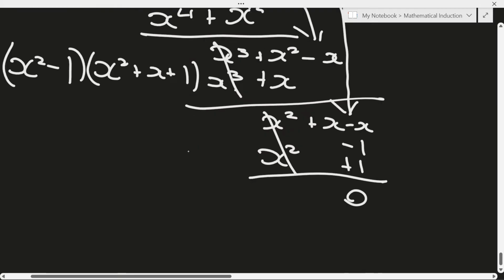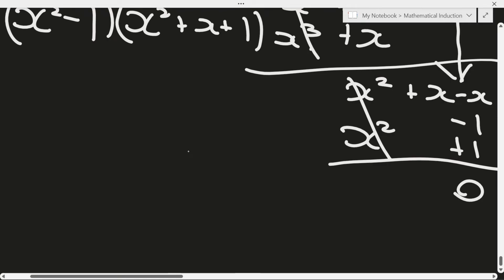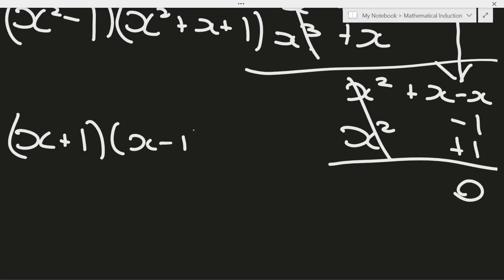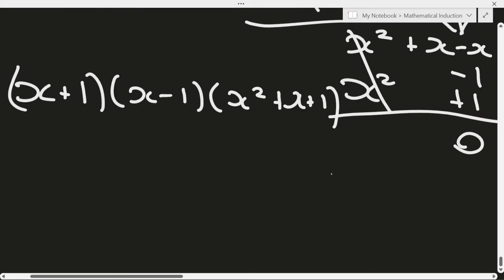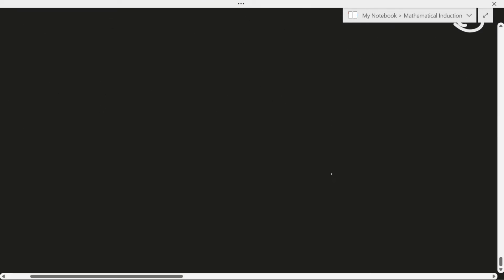So now we know these are the factors, right? But we can actually write out all the factors like this. We have x plus 1, x minus 1, x squared plus x plus 1. Isn't that nice? And this will be your answer, right? I hope this is making sense to you so far.